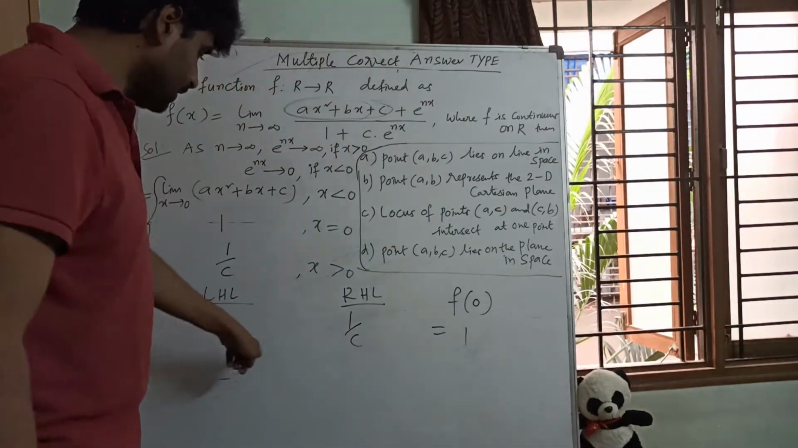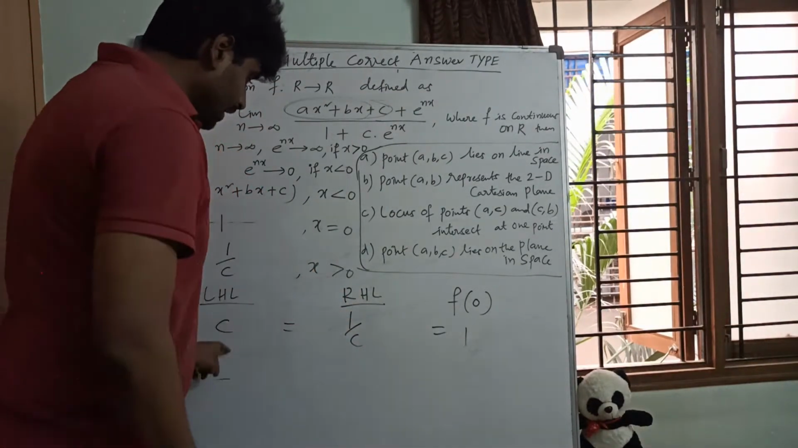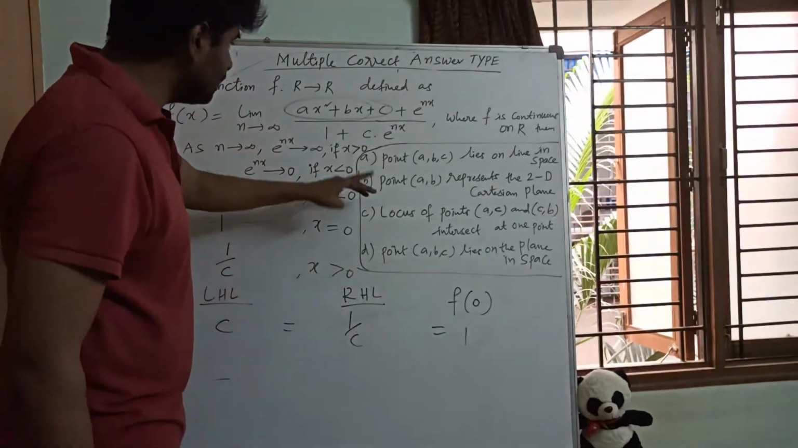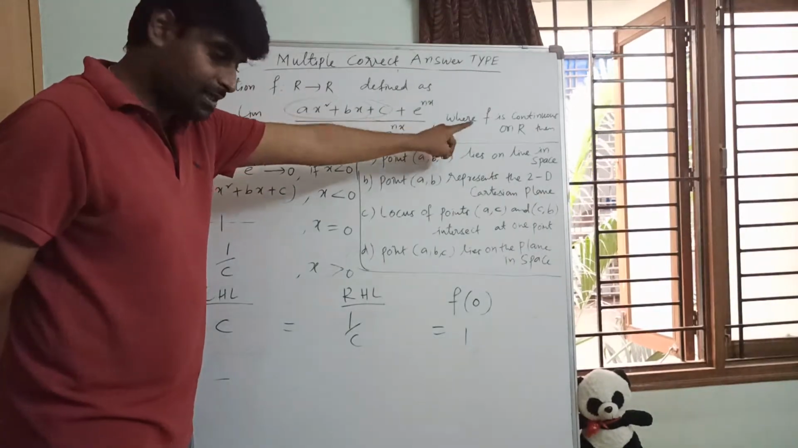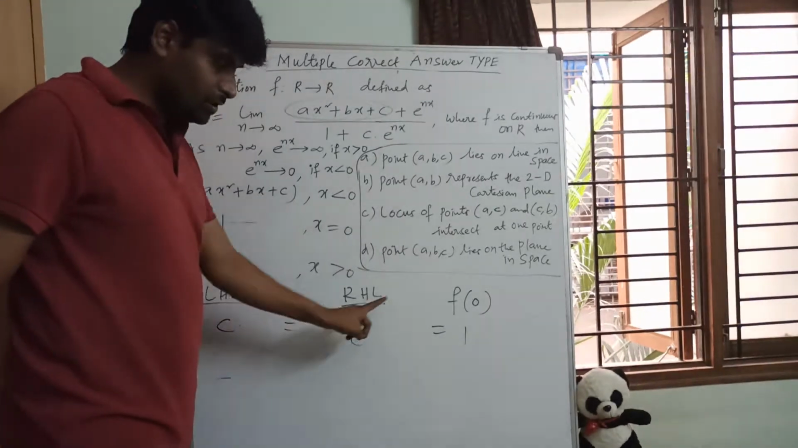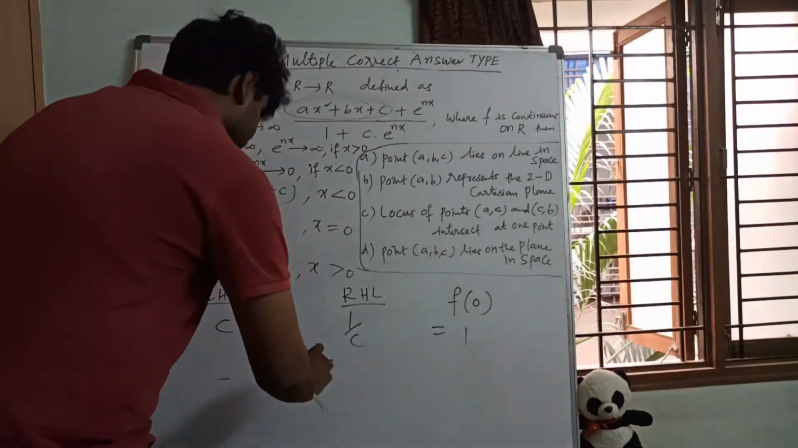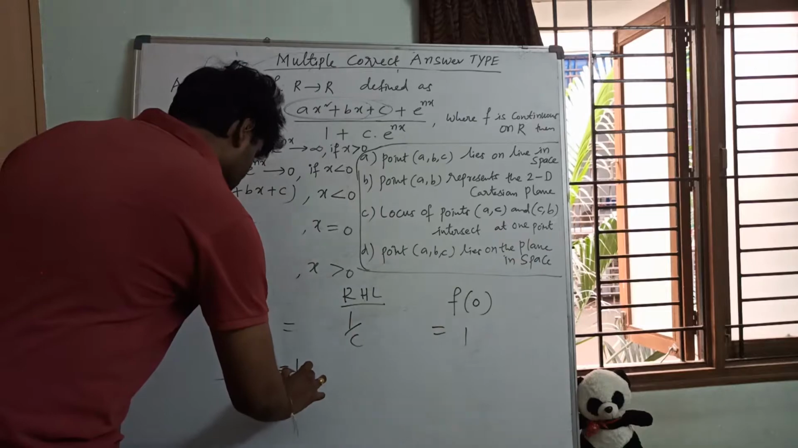That means, what is the c value if we equate? Why are we going to equate? Because it was already given as continuous. Then LHL equals RHL equals function value. So c equals 1. Correct or not? c equals 1.